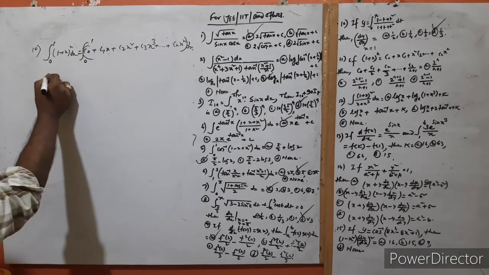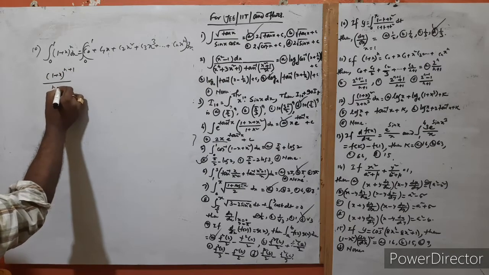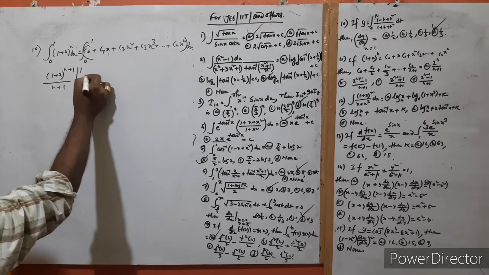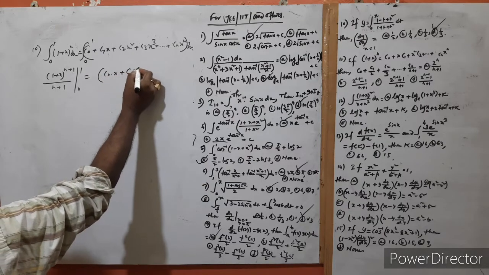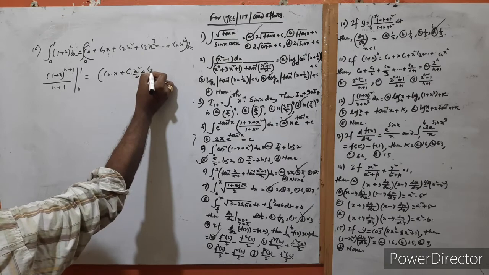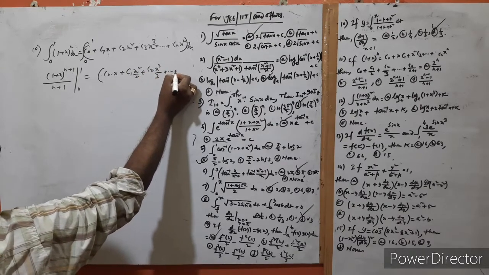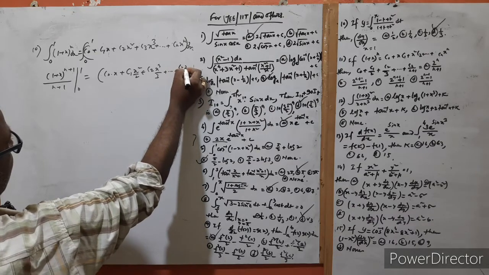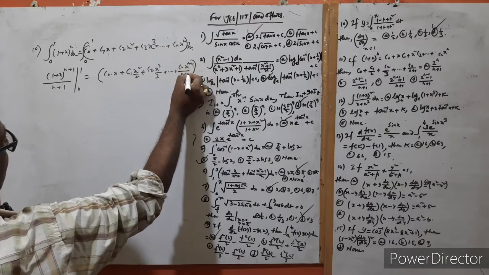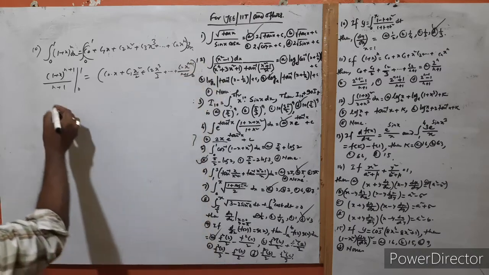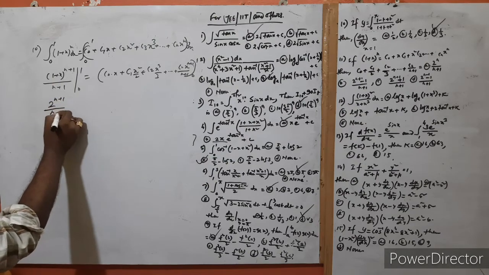So integrate this, (1 plus x) whole to the power n plus 1 by n plus 1, with limit 0 to 1. On the right side this is c0 into x, c1 x square by 2, c2 x cube by 3, and cn x to the power n plus 1 by n plus 1, from 0 to 1. Put the limit here: this is 2 to the power n plus 1 by n plus 1.